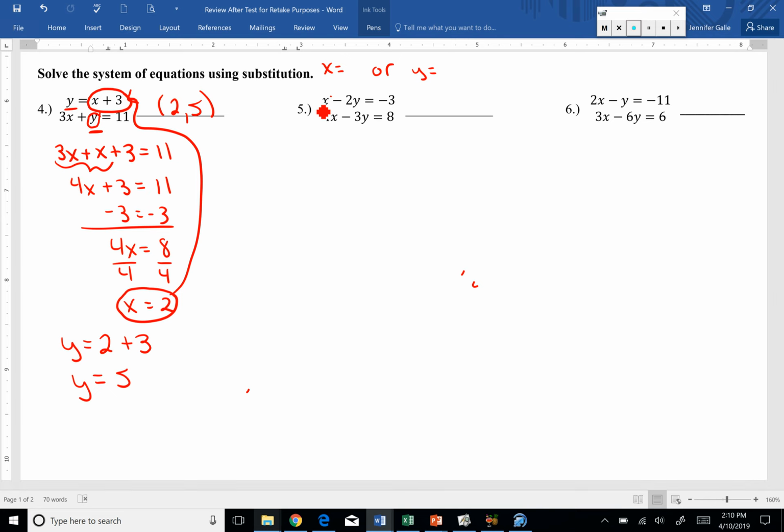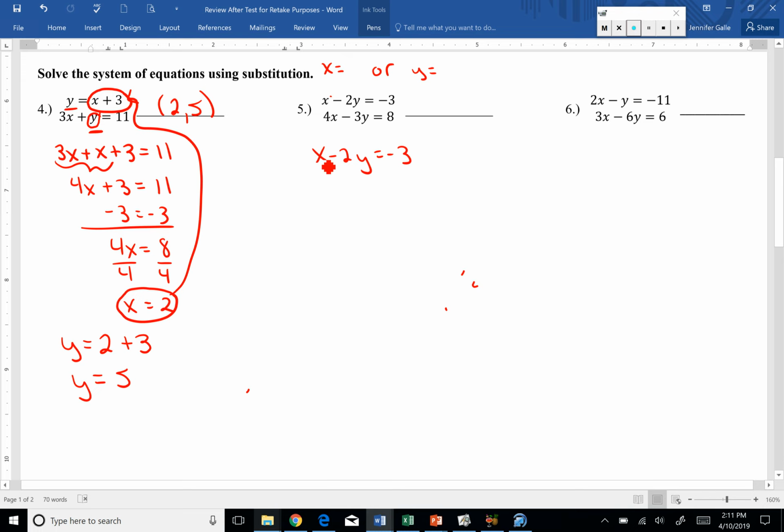You want to look for a variable that is either just a plain x or a plain y, or maybe one that has a negative sign in front of it. If it has a number there, like a -2, a 4, a -3, those are going to take more work to solve for. We're going to have to eventually divide, and then when we divide, we might get some ugly fractions. So let's take that first equation, x minus 2y equals -3, and let's solve for the x.